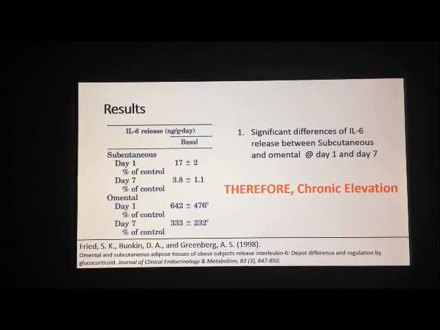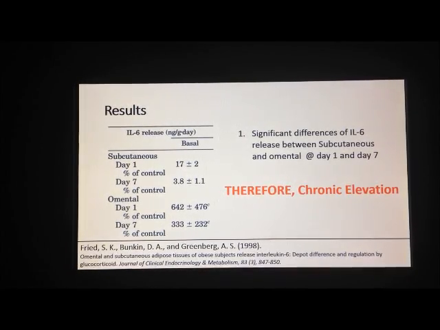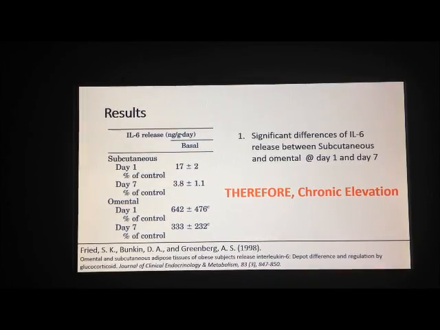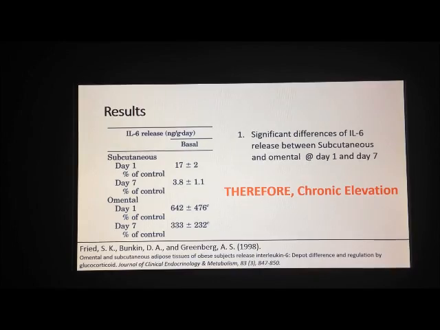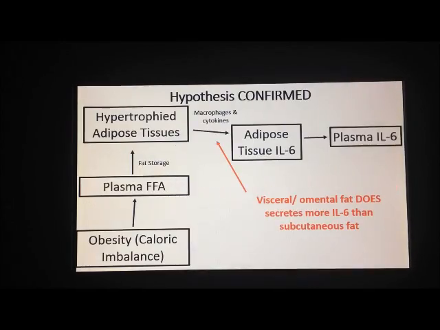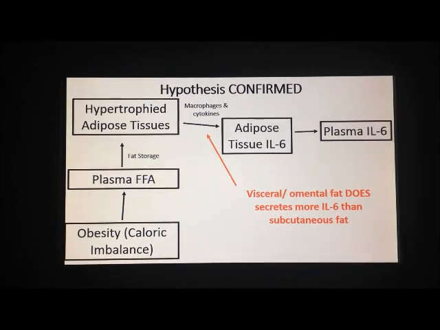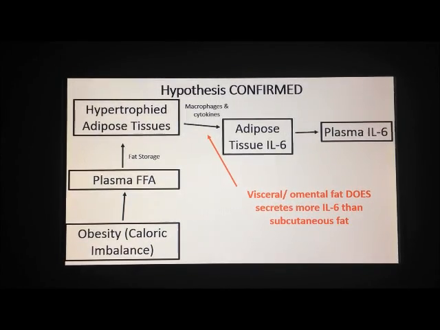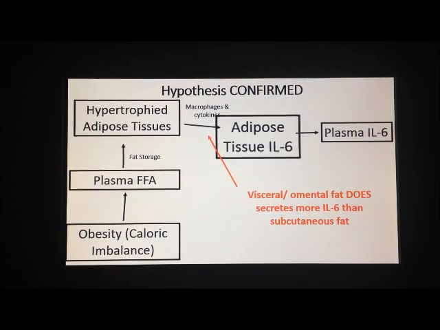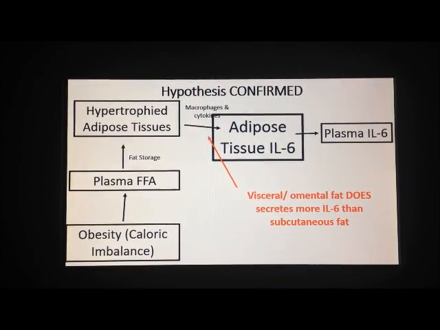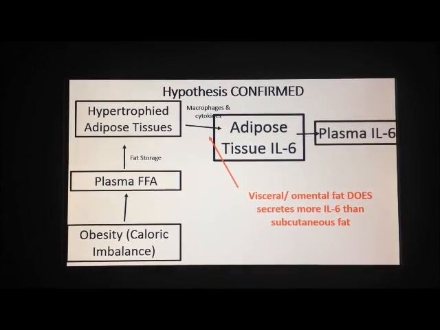Another result shows that there's a significant difference between the IL-6 release from subcutaneous fat and omental fat between day 1 and day 7. Therefore, there's a chronic elevation of IL-6. So these results confirm my hypothesis that visceral or omental fat does secrete more IL-6 than subcutaneous fat does. Since there's more secretion of IL-6, there is more IL-6 in the adipose tissue, which leads to more IL-6 in the plasma.